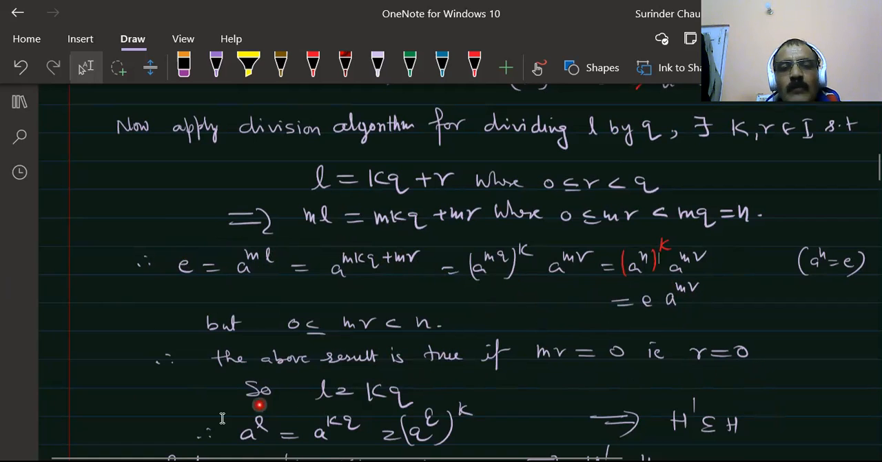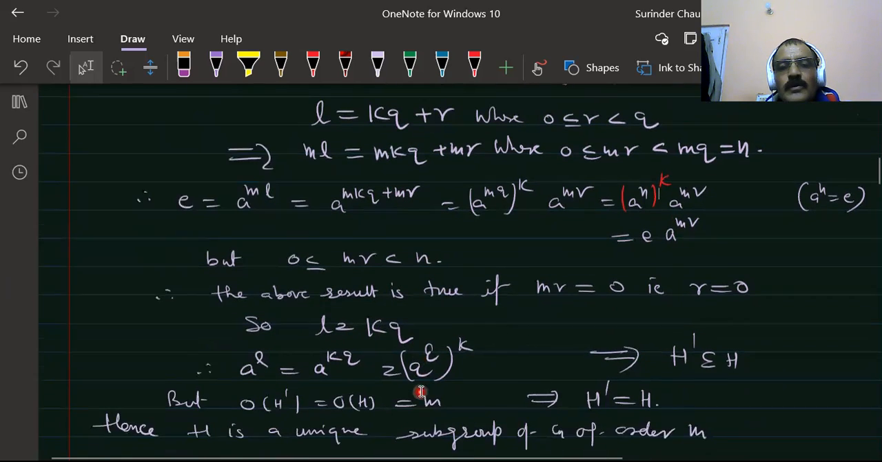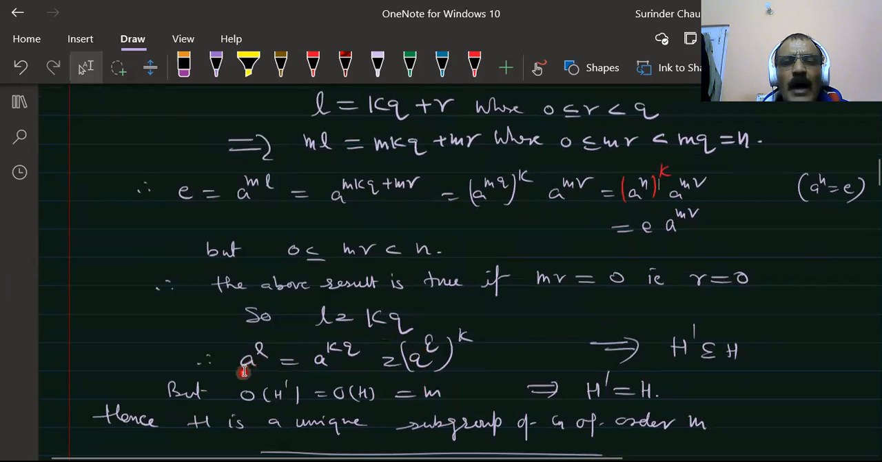If R is equal to 0, then L comes out to be L is equal to KQ. So A for L is written as A for KQ, A for Q, A for Q is for K. So A for Q is for K implies, what does it imply? H dash is the subset of H. Implies H dash is the subset of H means all the elements of this are generated by AQ. All the elements of H dash are generated by AQ, but order of H dash is equal to order of H.